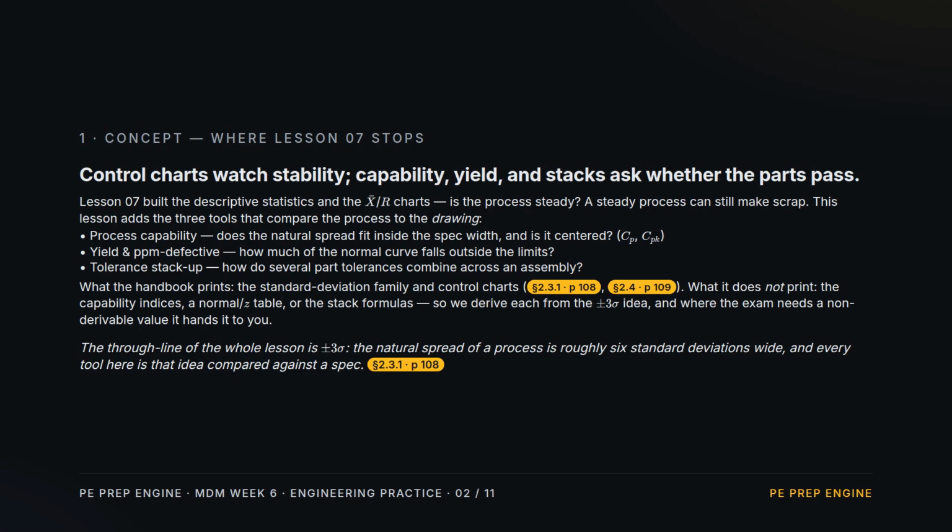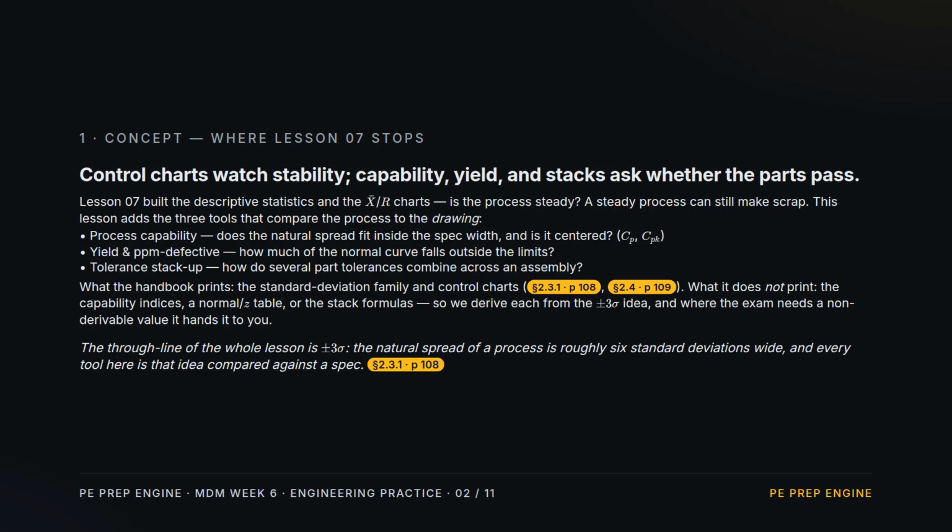Concept 1, where Lesson 7 stops. The control charts told us the process was steady, but a steady process can still make scrap. So we add 3 tools that compare the process to the drawing. Capability, which asks whether the spread fits the spec and is centered. Yield, which reads how much of the normal curve falls outside the limits. And tolerance stack-up, which combines part tolerances across an assembly.